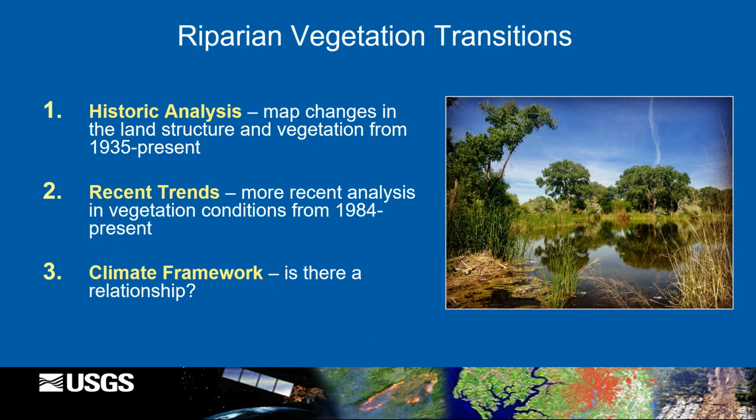So drought is a significant driving theme behind a new project that we've recently begun assessing riparian vegetation transitions within the Upper Gila River watershed, which is along the border of Arizona and New Mexico. There are 3 core aspects that we are researching in this project.